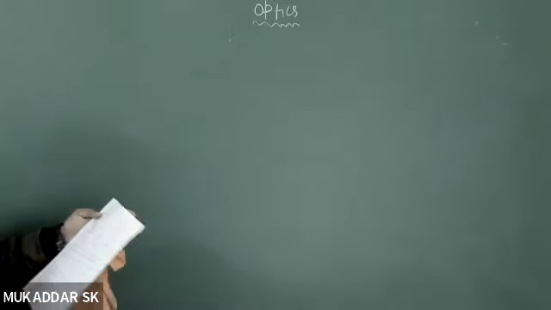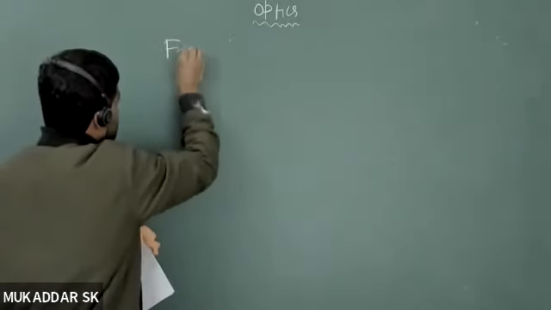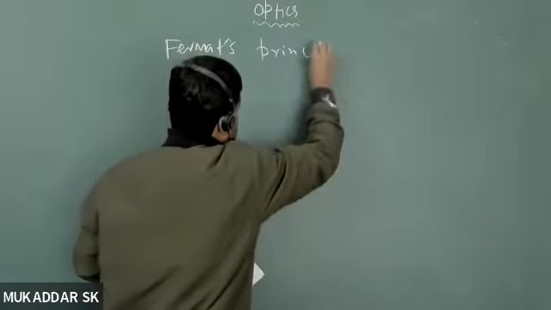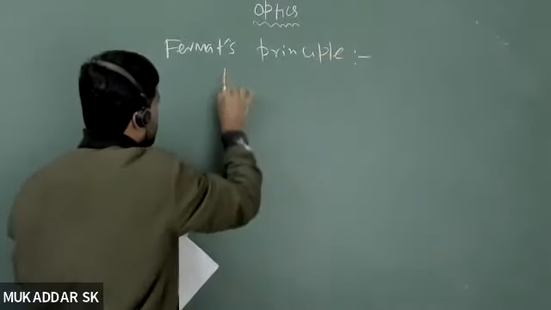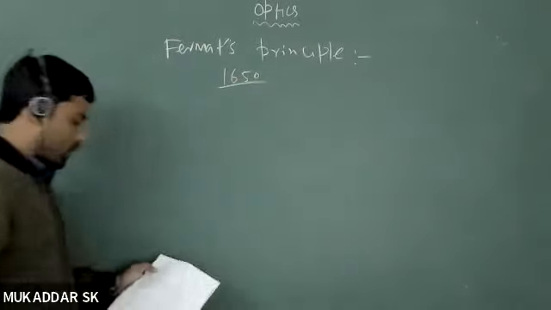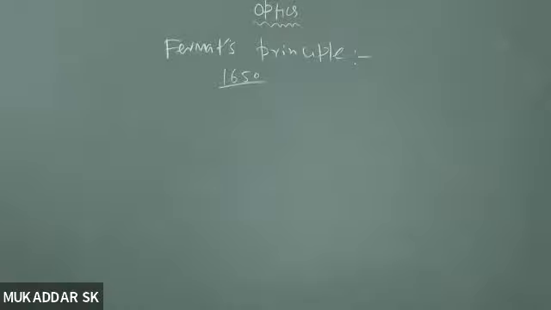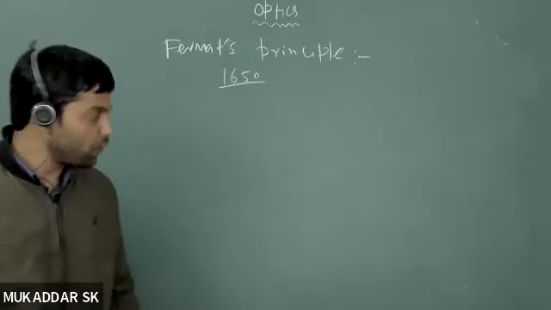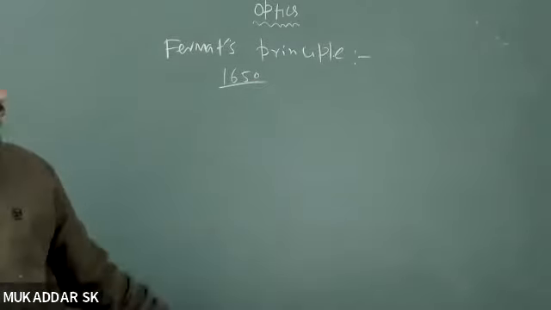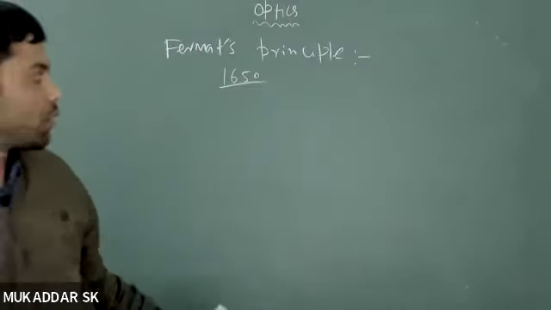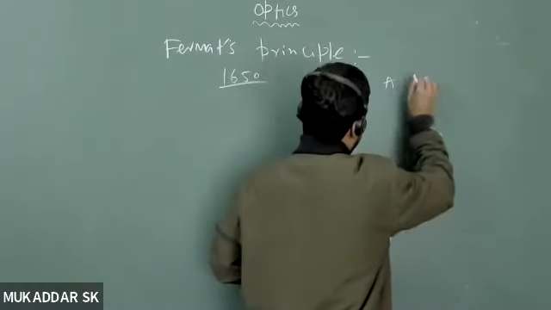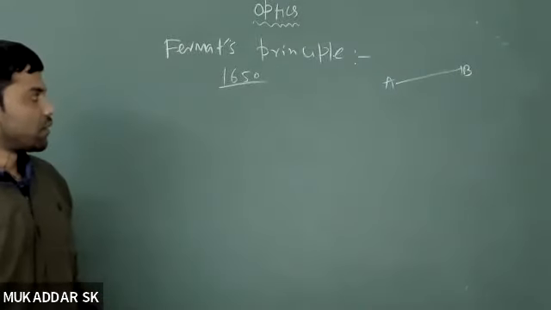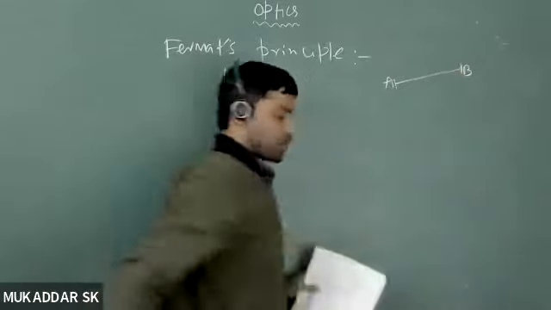Okay, so last part of your optics, that is Fermat principle. And it came in the year of 1650. And actually it's a great discovery or great achievement of this theory. Why? Because before this theory, scientists believed that when light is traveling from two points, from point A to B, it will always follow the path which will have shortest length.